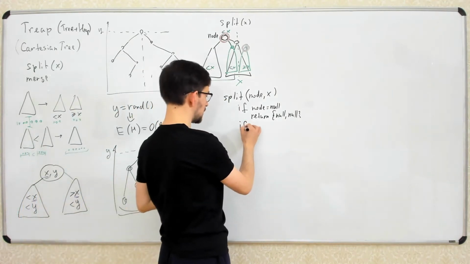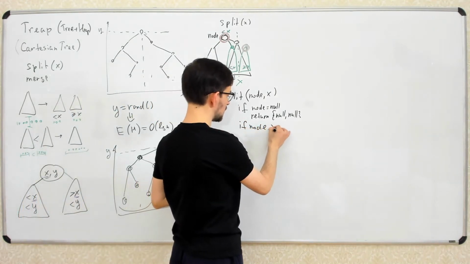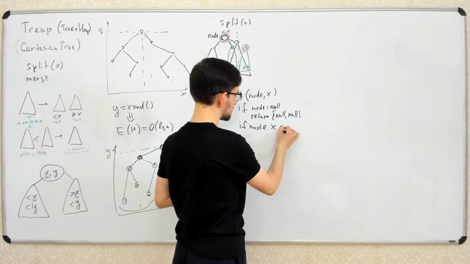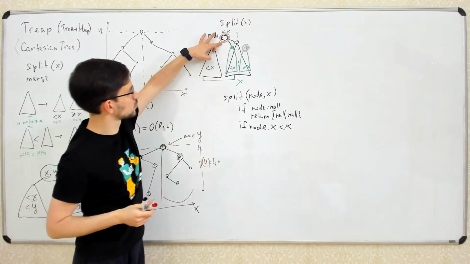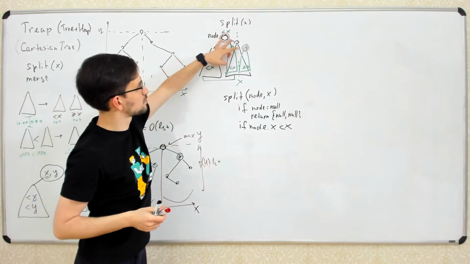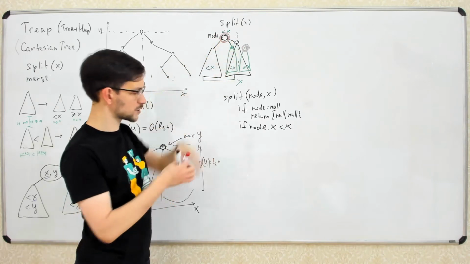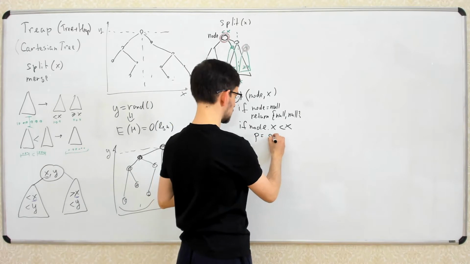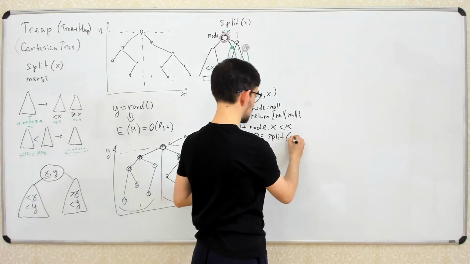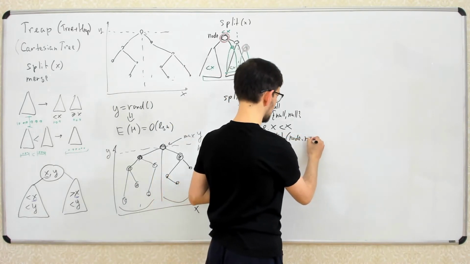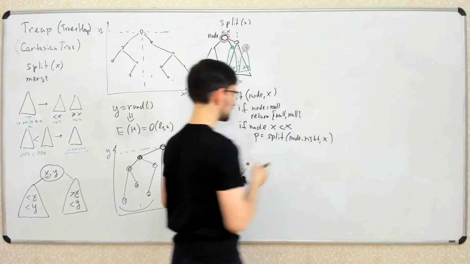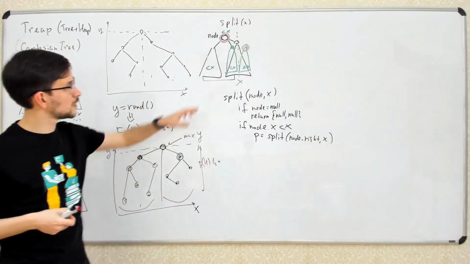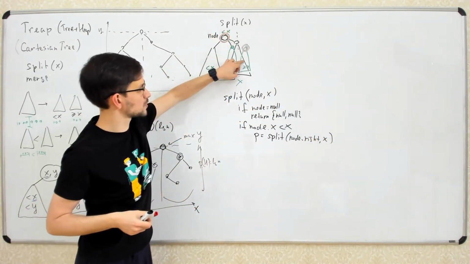So if it is less than x, then it belongs to the left subtree. We need to split the right subtree into two parts. So let's say p equals split node right by x. So we split this right subtree into two parts.